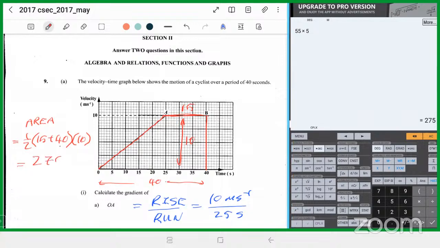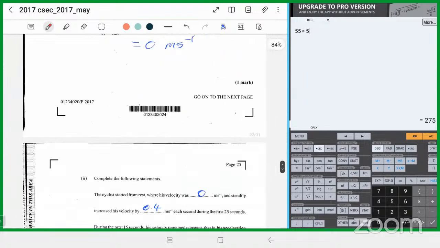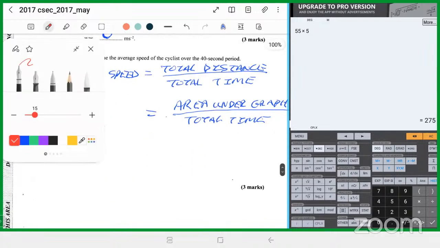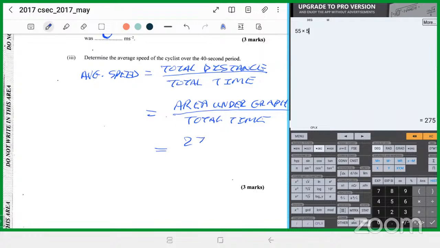275 meters is the total distance traveled. That is the area under the graph. So let's go back down and put the 275. So this becomes equal to 275 meters traveled over a time of 40 seconds. That's what we're working on. 275 divided by 40. So it was going at 6.875 meters per second. That was the average speed. All right. Anybody got that?